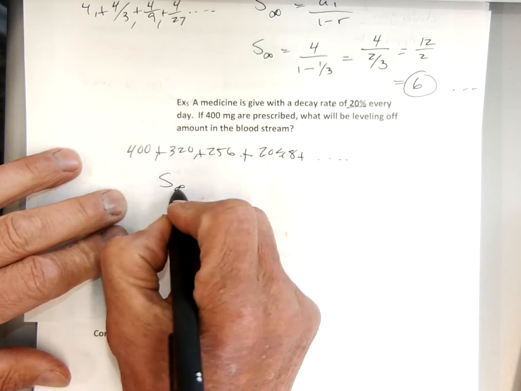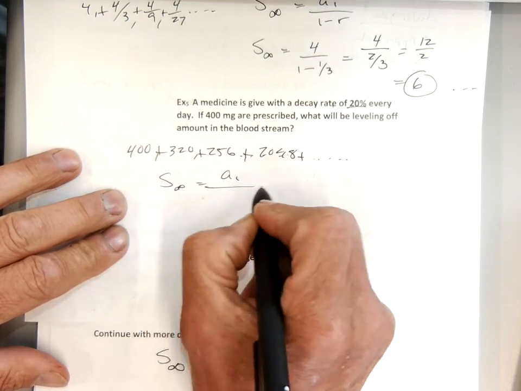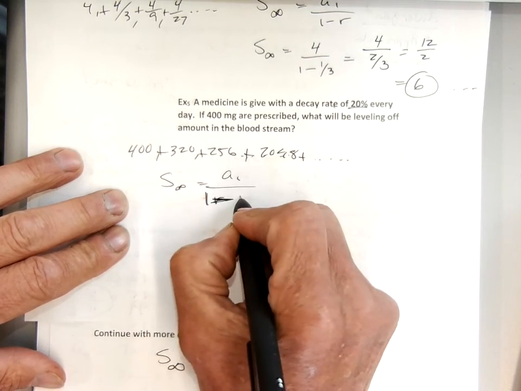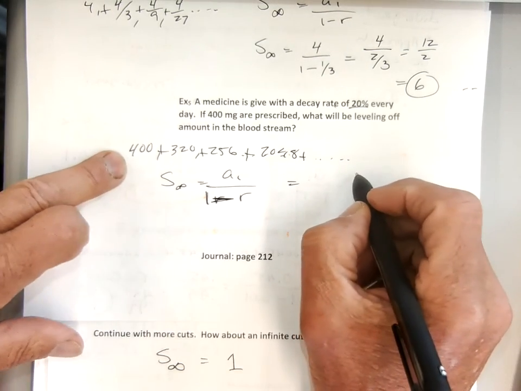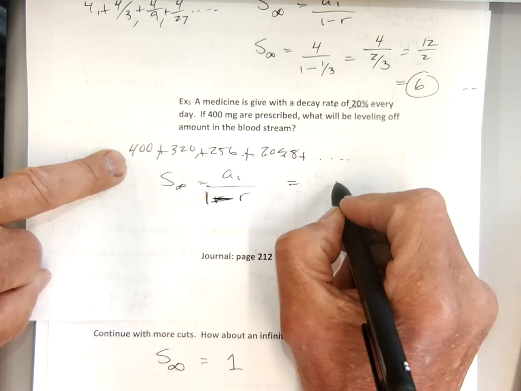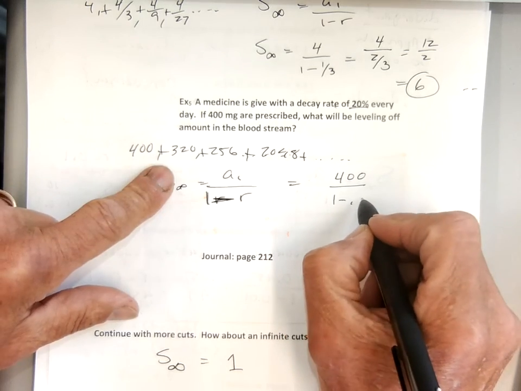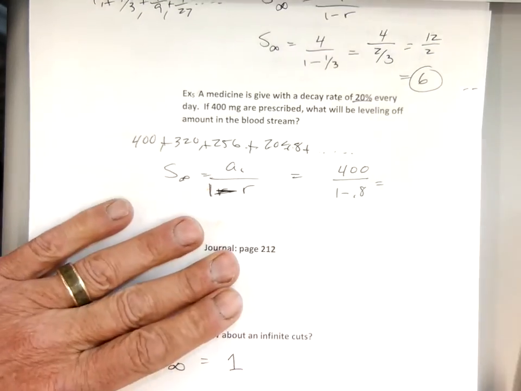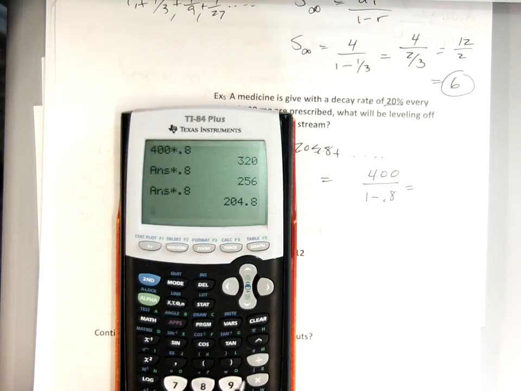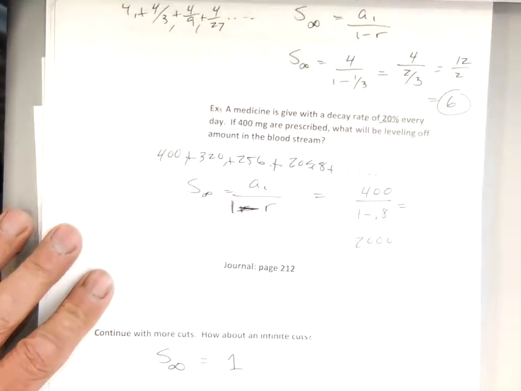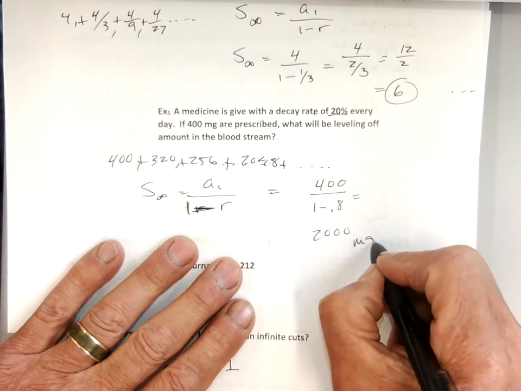S of infinity, A1 over 1 minus R. Whoops, 1 minus R, my bad. So my first dose, which is really the dose I just took, is 400 over 1 minus my multiplier, 0.8. So let's see what it levels off to. So about 2,000 milligrams is what it levels off to. Isn't that crazy?